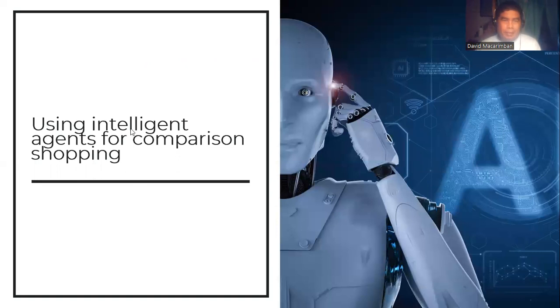Next is using intelligent agents for comparison shopping. So ito ay gumagamit tayo ng computer natin using internet or our gadgets, computer or cellphone para mag-shopping tayo online kung magkano yung presyo ng bawat isa bago natin bilhin ang isang item.